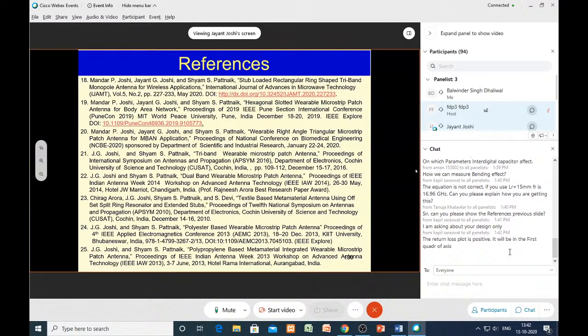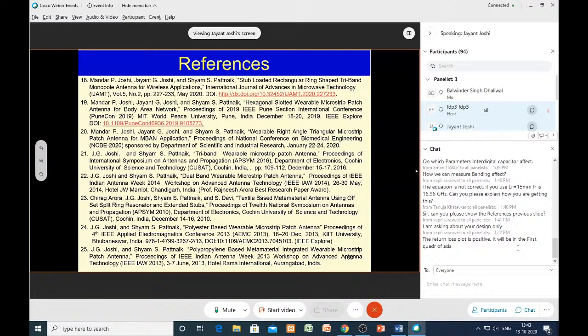One question is there. Sir, does every polyester fabric have the same dielectric constant? Not necessarily. That you have to measure. Okay, by using some standard references and research papers that are available, by using their techniques, you can measure the dielectric constant.